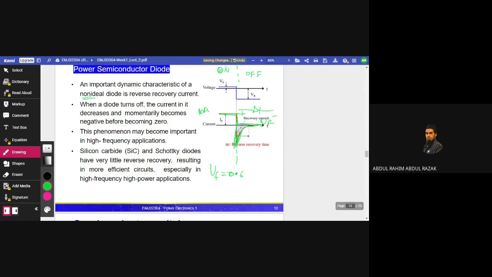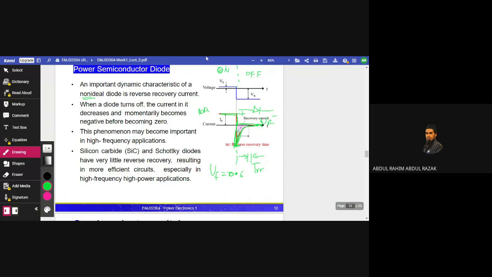So how long it takes from the time in reverse, from the peak negative down to the 0, is so-called the reverse recovery time. The shorter the TRR here, the better the diode is, and the higher the response, the faster the response, so the better the diode characteristic is.